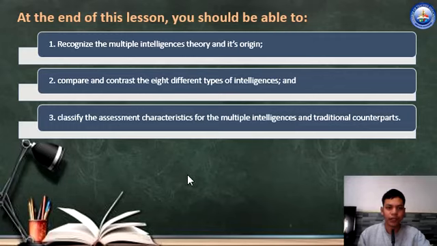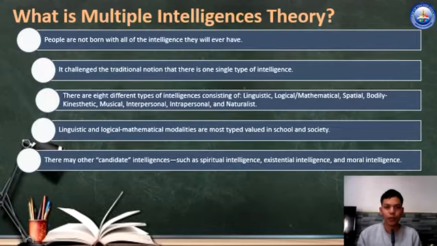So first, we will discuss the learning outcomes of this discussion. At the end of this lesson, you should be able to first recognize the multiple intelligences theory and its origin. Second, to compare and contrast the 8 different types of intelligences. And lastly, to classify the assessment characteristics of the multiple intelligences and their traditional counterparts. So what is the multiple intelligences theory?